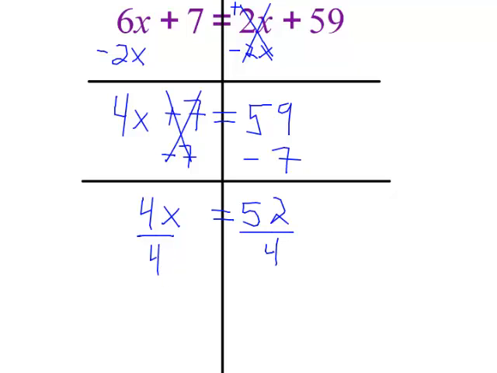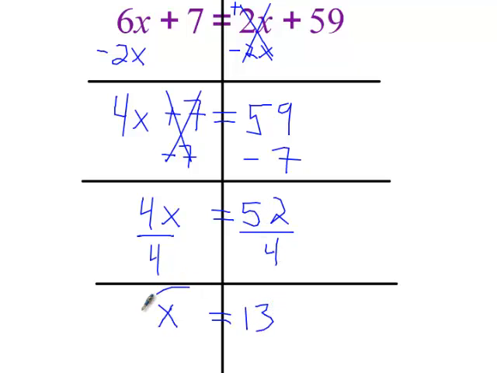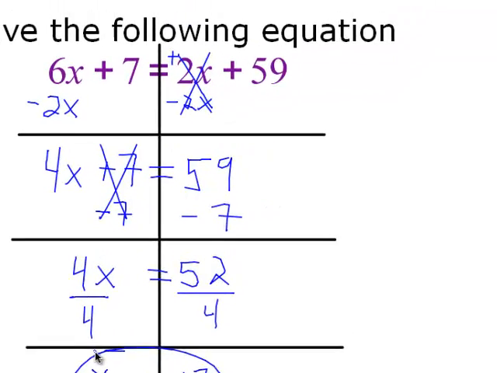So what's 4 divided by 4? Right, those cancel off and become 1s. So we get x equals 52 divided by 4. 4 goes into that one, 12. So that's 13. So there is your answer. So x equals 13, and you're done. So just like what we did previously, only one extra step, and that is moving your x's so that they're on the same side of the equal sign.